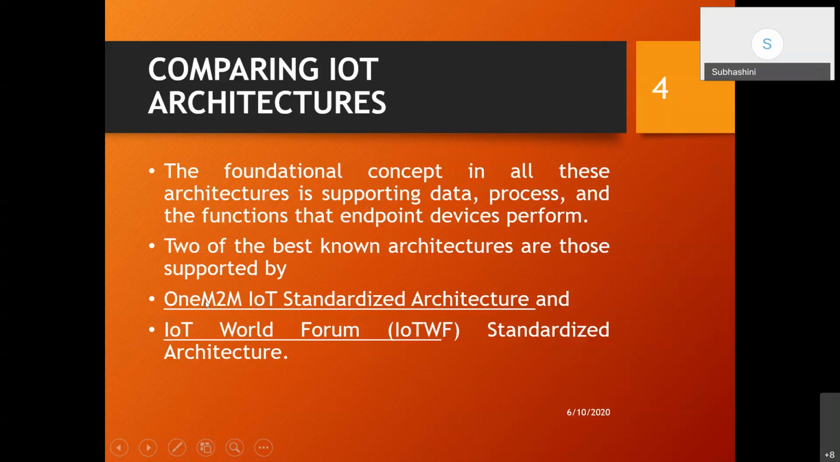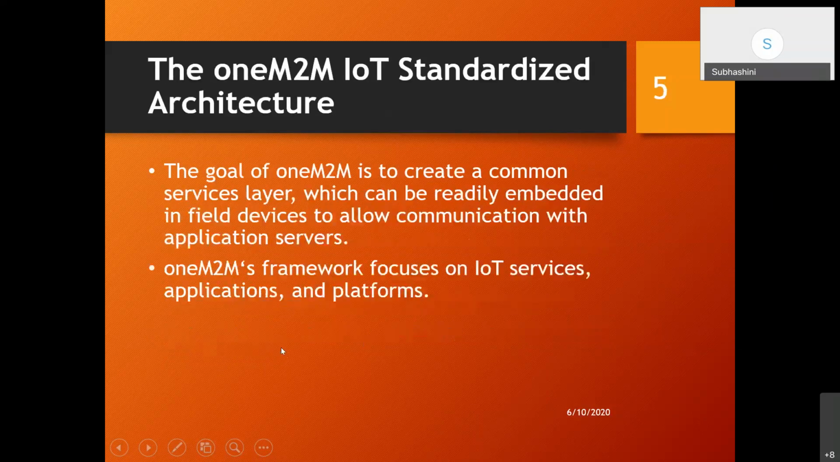Then today we have the oneM2M or IoT World Forum architecture. So let's look into the features of these architectures, which is an important question, students. You can find that oneM2M was majorly started with an intention to have a common service layer. They wanted the service layer to be separate in the implementation. So the new architecture called oneM2M was mainly intended to focus on separating the service layer.